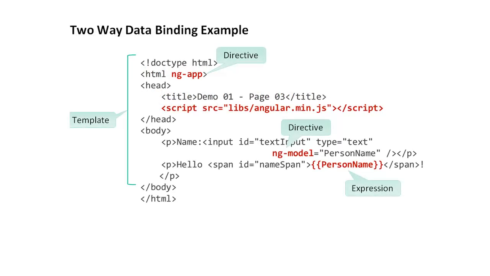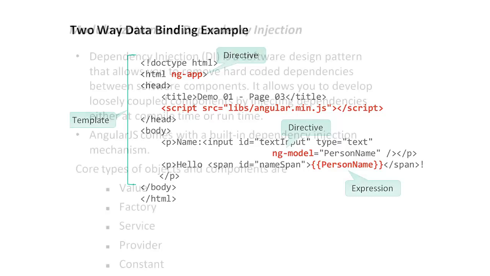Two-way data binding. The AngularJS two-way data binding handles the synchronization between the DOM and the model and vice versa. Here is a simple example which demonstrates how to bind an input value to a P element.